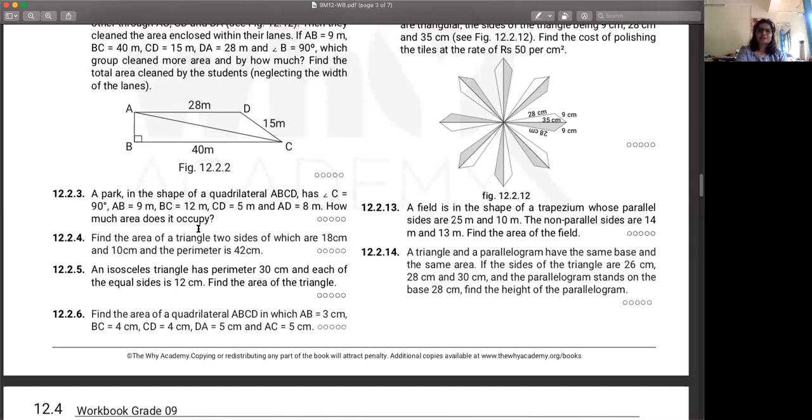Okay, let's do this. Again, with these kinds of problems, if you draw the figure, things will get clear and much easier. So let's see what information is given to us. You've got a park in the shape of quadrilateral ABCD in which angle C is 90 degrees. Okay, so let's draw how it's going to look.